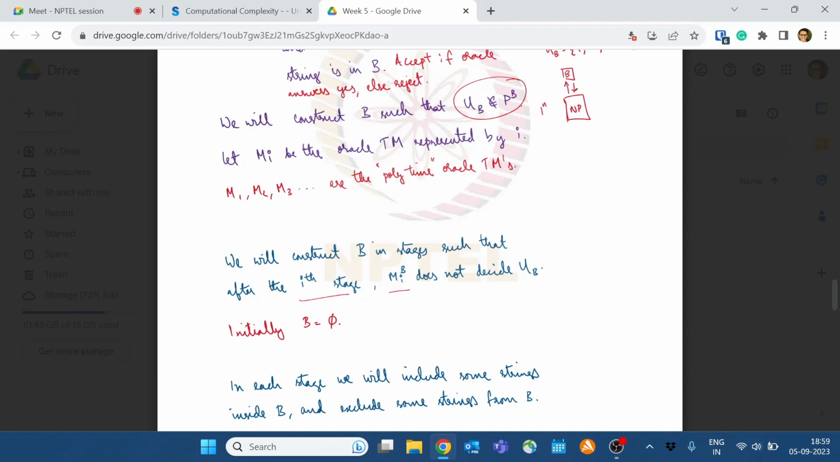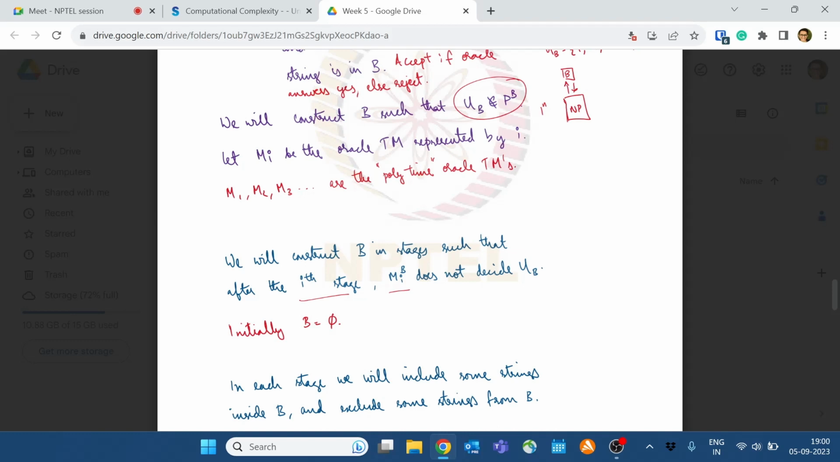Okay. So what does the statement say? We will construct B in stages such that after the ith stage, MiB does not recognize UB. Now take any Turing machine. Since Turing machines are countable, there would exist a j such that that Turing machine equals MjB, right? So what does that mean? That means that whenever we reach the jth stage, MjB does not decide UB, right?